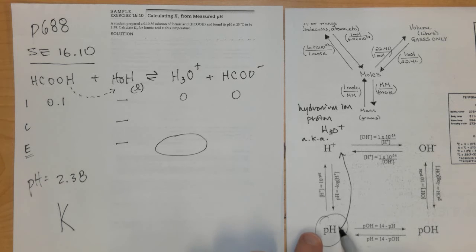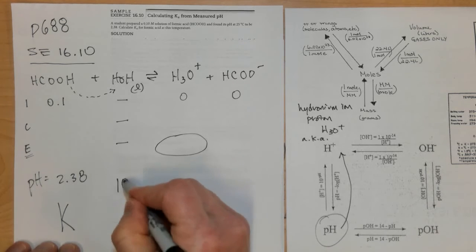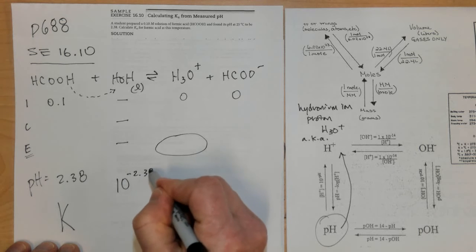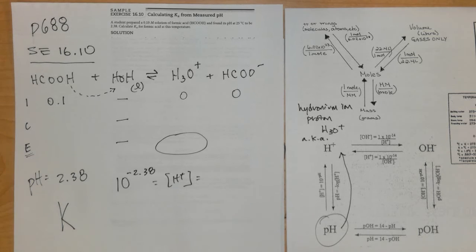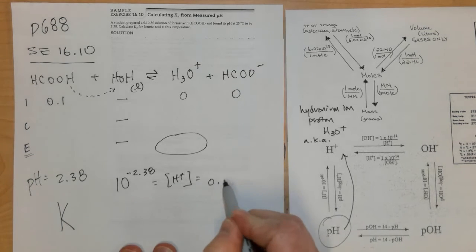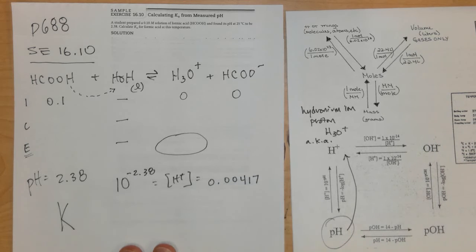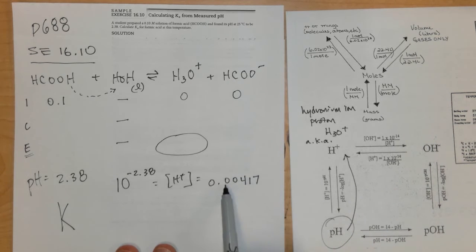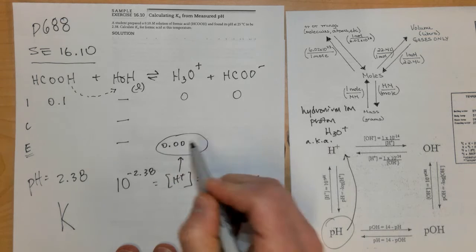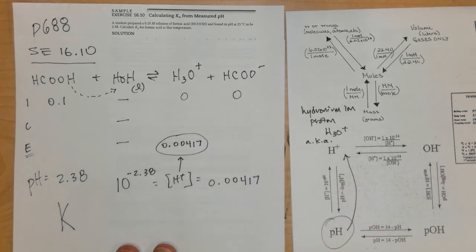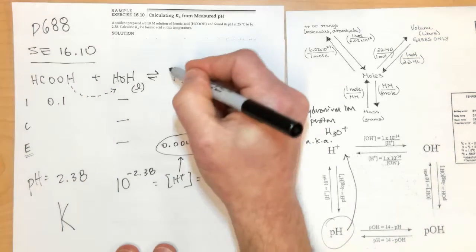So, undoing this pH, I would do 10 to the negative 2.38 to find the H+ ion concentration. And if I do that on my calculator, I end up with H+ equaling 0.00417. I can now take this number and put it into my ICE table for H+. So this is 0.00417.